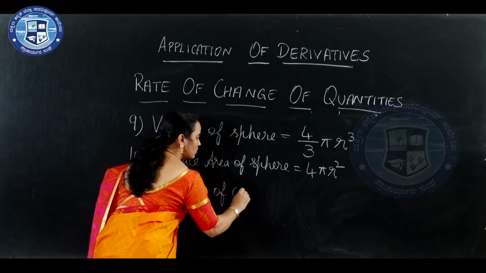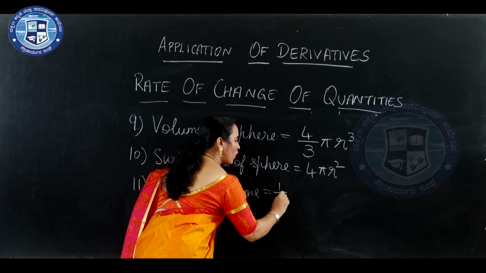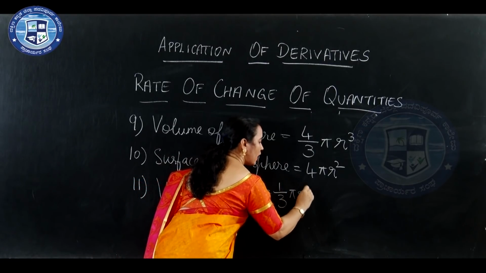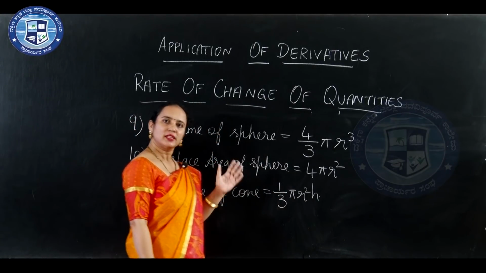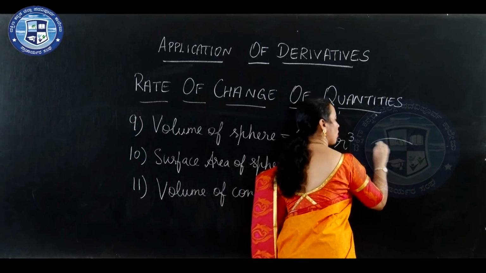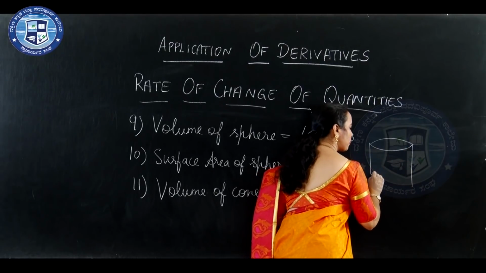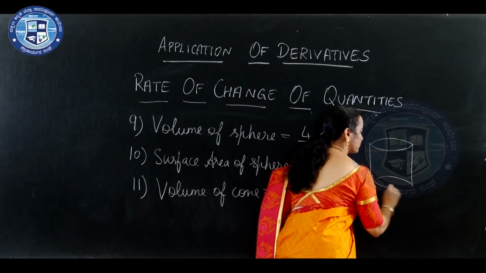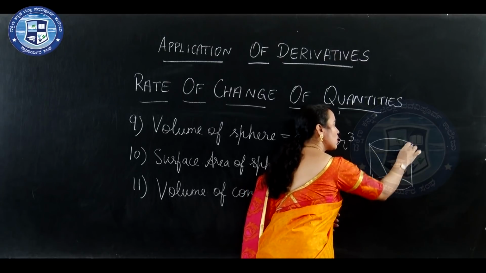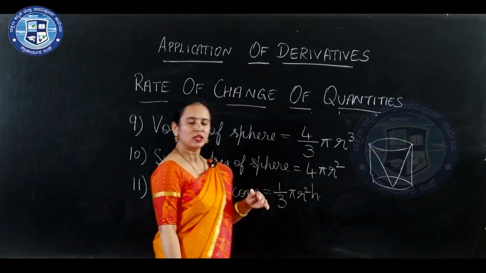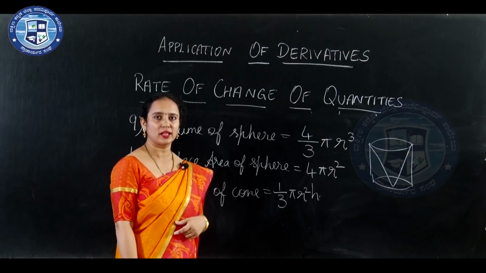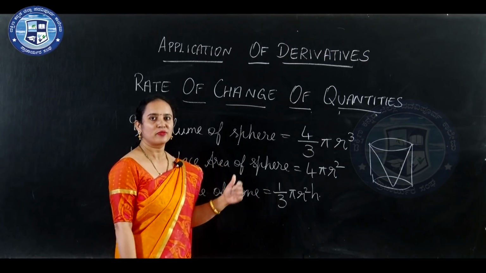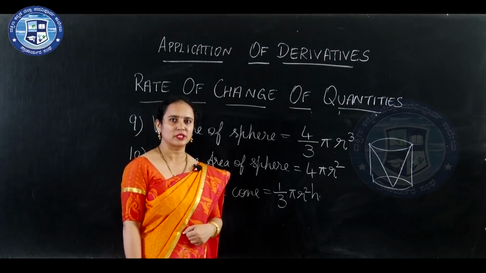Volume of cone is 1 by 3 pi r square h. Volume of cylinder is pi r square h. Just recall, cylinder is pi r square h and cone is 1/3 of the cylinder. So, volume of cone is 1 by 3 pi r square h. These are the formulas we will be using in the problems.